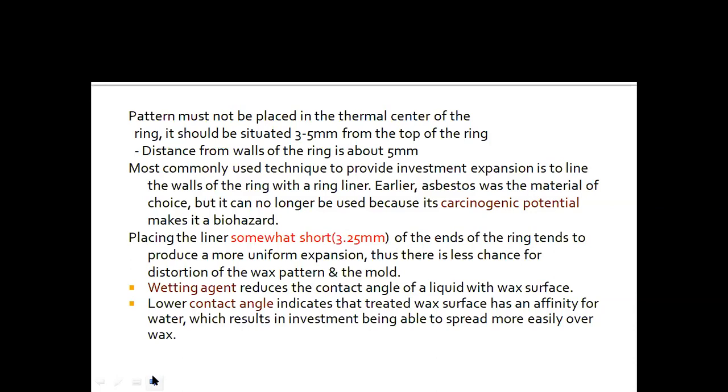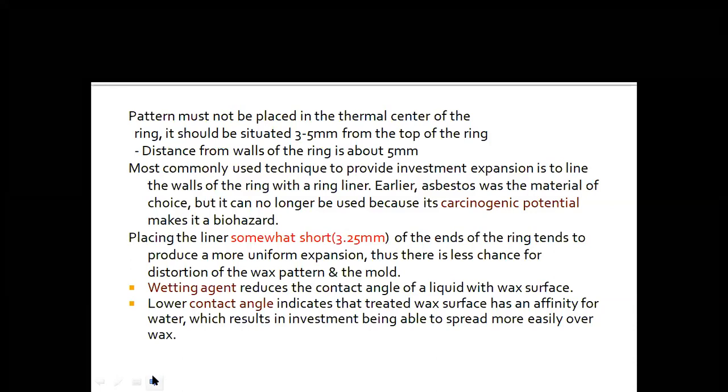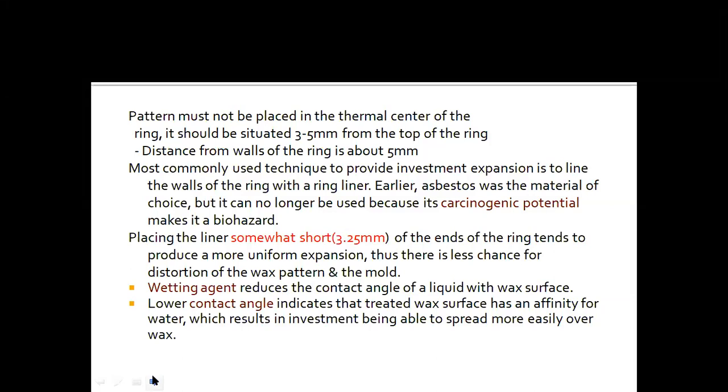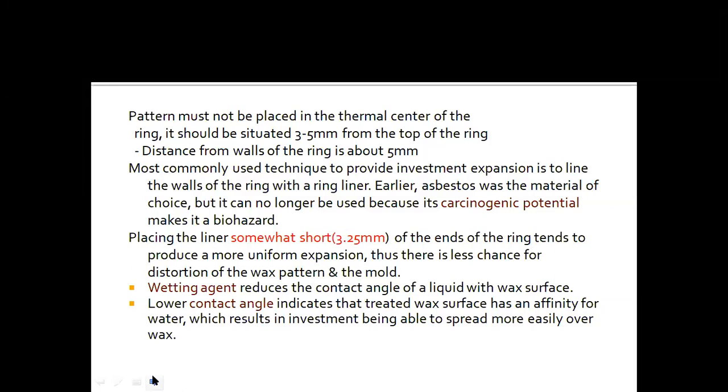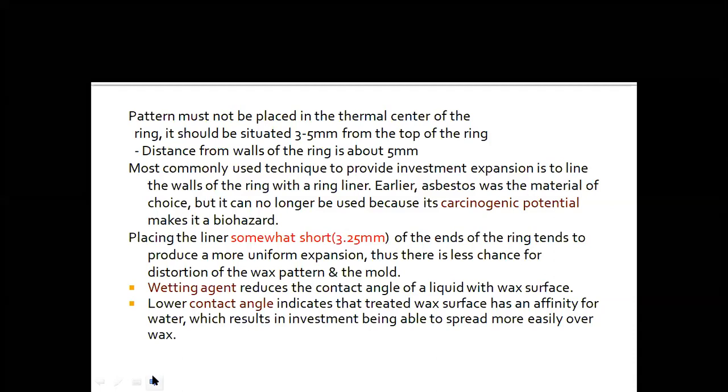This means if you have a casting ring liner, you all know about casting ring liners. You have cellulose and asbestos. The distance from the ring liner to the pattern has to be around 5 mm. The most commonly used technique to provide investment expansion is to line the walls with a ring liner. Previously asbestos was the choice, but it is no longer used because it is carcinogenic. If they ask you a question, asbestos as a ring liner is discontinued because of its carcinogenic potential.